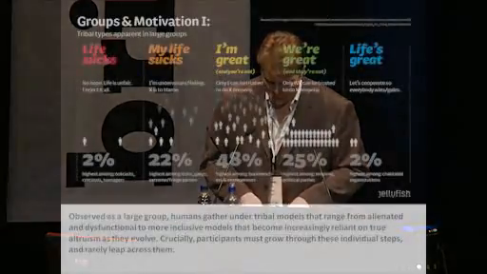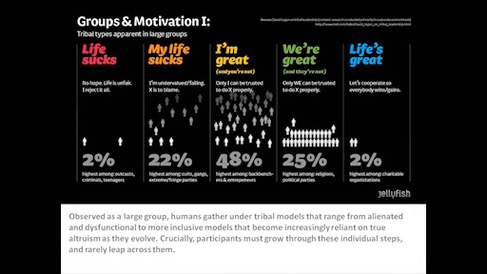Observed in any large group, humans gather under tribal models that range from alienated and dysfunctional to more inclusive models that become increasingly reliant on true altruism as they evolve. Crucially, participants must grow through these individual steps, and they rarely leap across them. Zoom in and enhance.